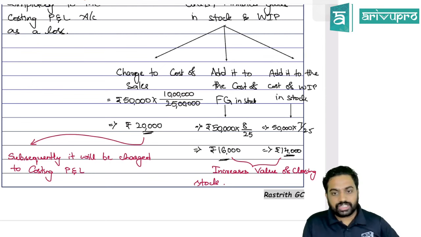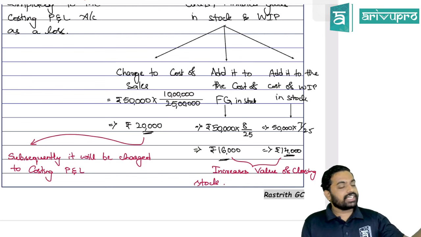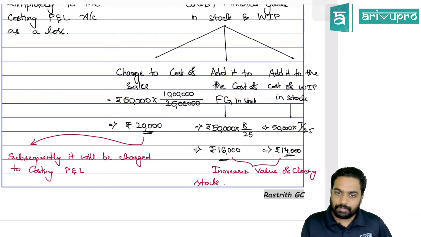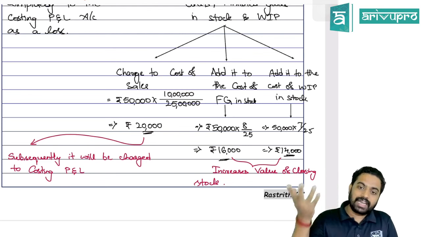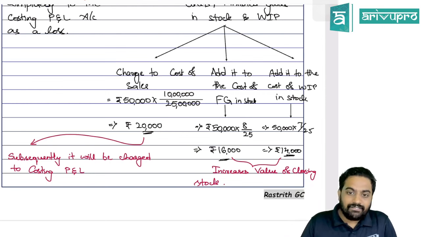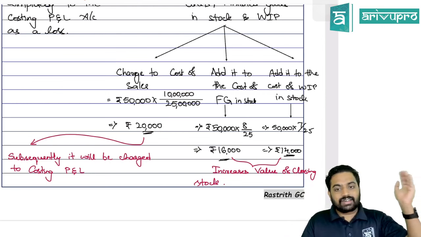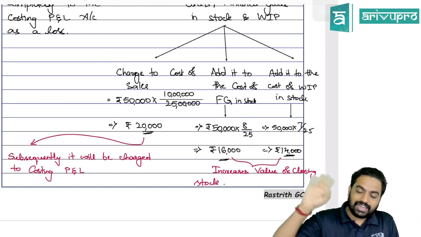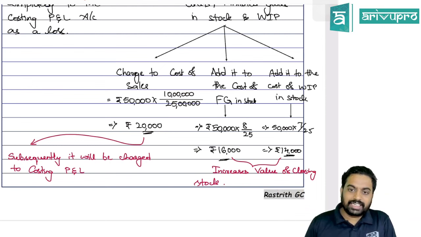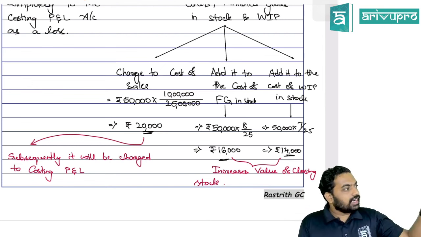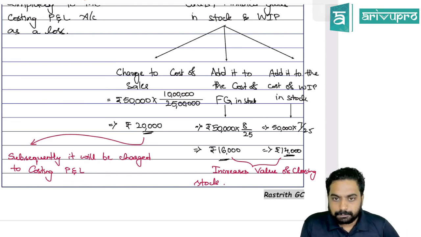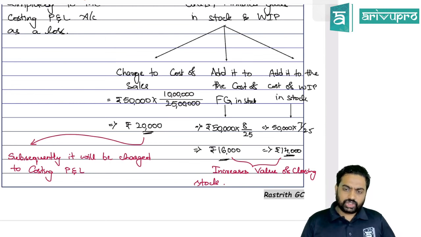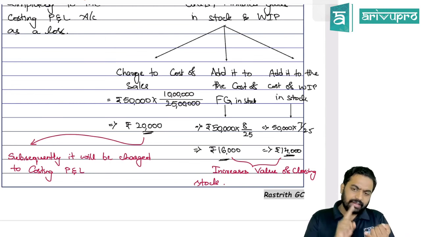On the basis of function, we can classify into factory overhead, administration overhead, selling and distribution overhead, and research and development overhead. On the basis of behavior, or variability, we can call it fixed overhead, variable overhead, semi-variable overhead. On the basis of controllability, we can call it controllable overhead and non-controllable overhead. Okay, sir. So we have collected, we have classified.